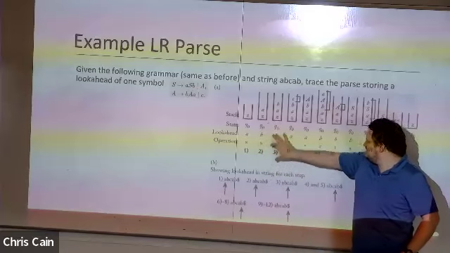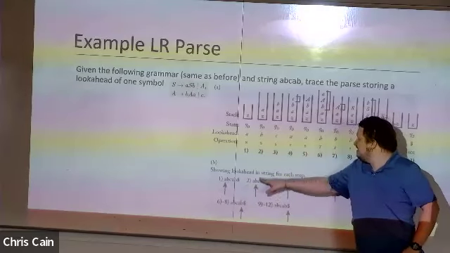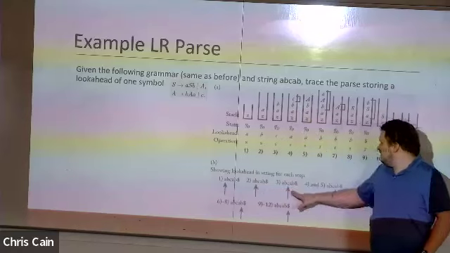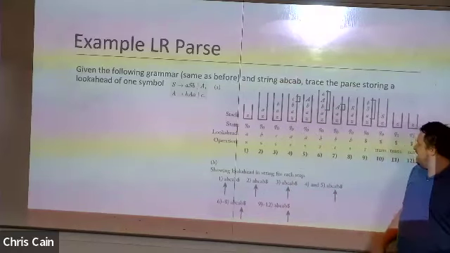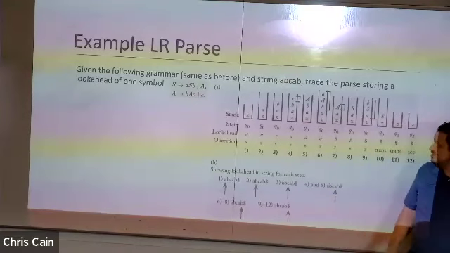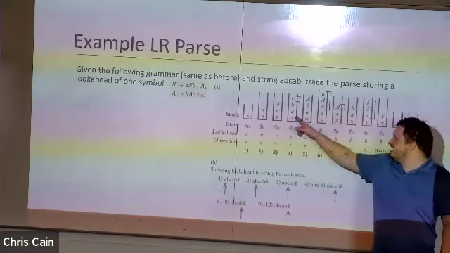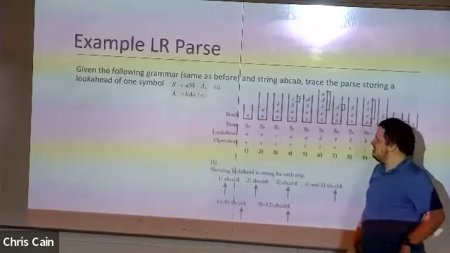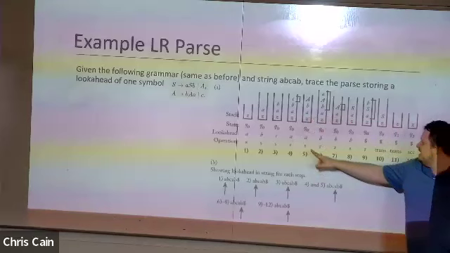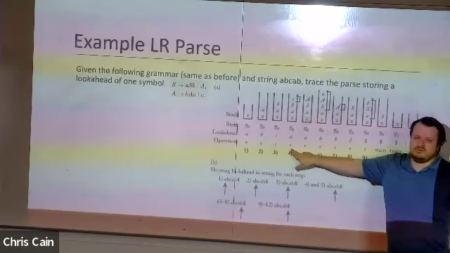We continue to shift and move our look ahead, shift, move our look ahead, to the rest of the string, until now we can actually apply a reduce. We can take this terminal C and we can apply this production in reverse. So we replace the C with the capital A, which is what we do there, and that's our first actual reduce operation.